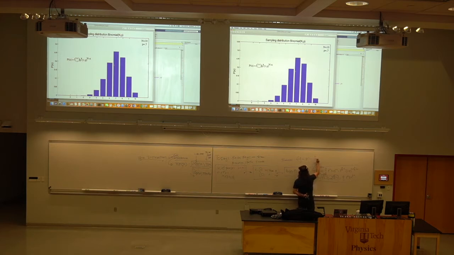n choose sum of the xi's, i goes from 1 to n, p to the sum of the xi's, 1 minus p to the n minus sum of the xi's. And so this formula describes the distribution of the sum of the xi's. That's our new random variable. And we can give that a name if we wanted to. I'll just leave it in as sum of the xi's. And everybody in this class has seen this multiple times. This formula and that formula have the same shapes.